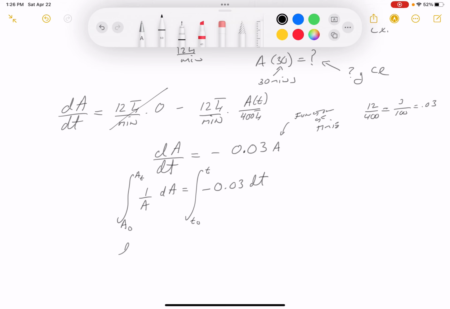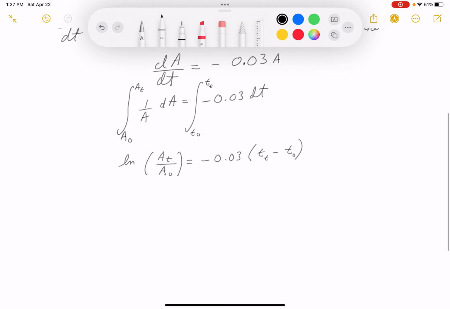I think I can integrate, and what do you get? You get the natural log, and A is a positive number, so I'm just going to put down A(T) over A naught, and this is going to be minus 0.03 T. You know what? I should put down, I can't use the T there, I'll put a capital T down. All right? So T minus T naught. All right? So I think I got that solved.